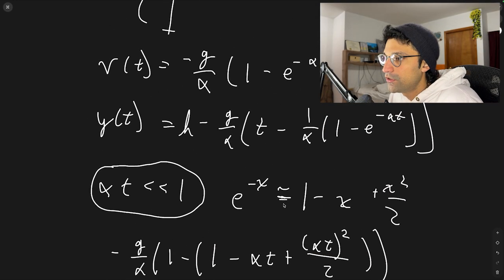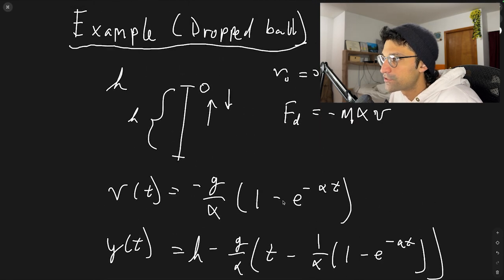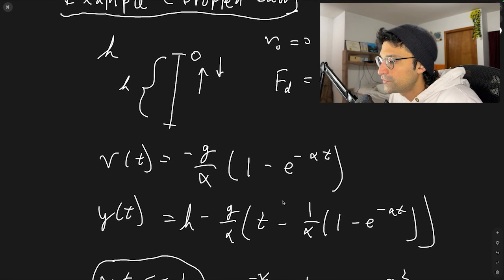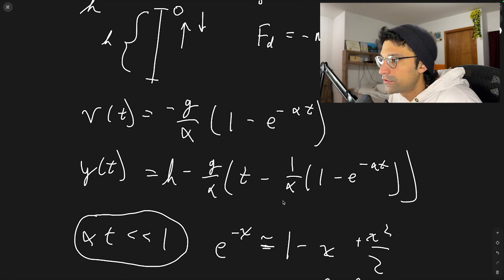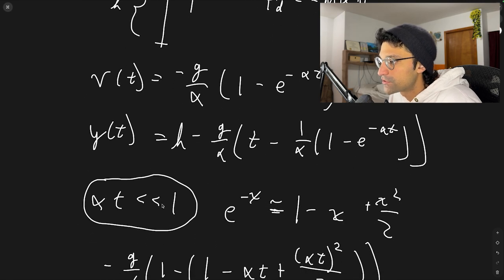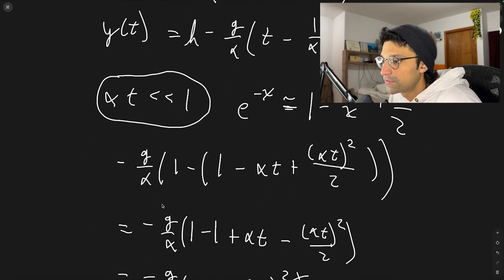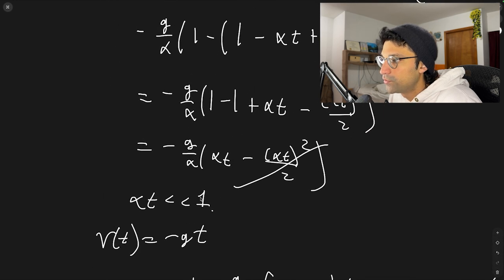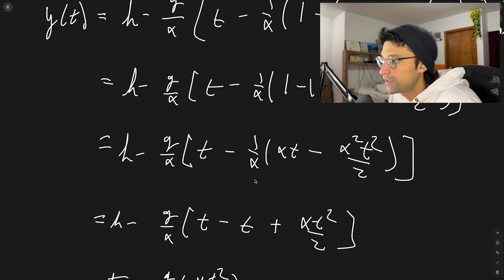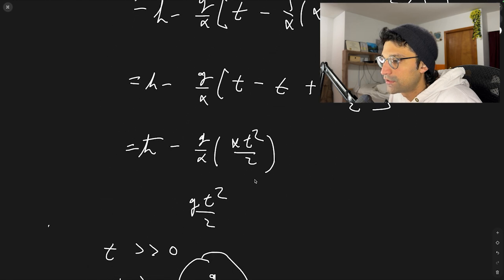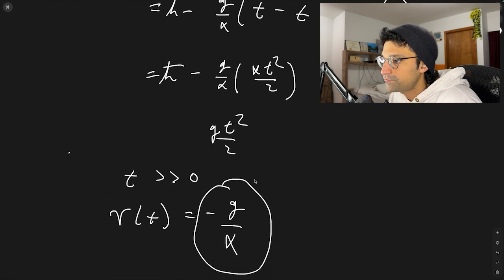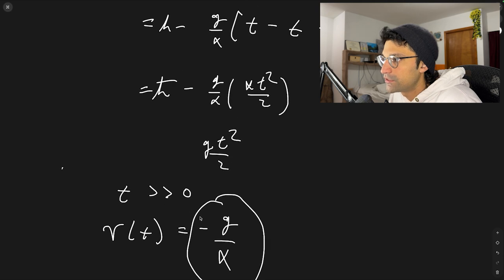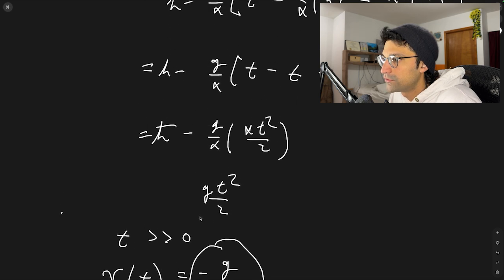So how did we know where to stop in our Taylor series, right? Notice that when we were looking at alpha t very small and looking at v, we didn't need this term, right? And then when we were looking at the terminal velocity, we did.